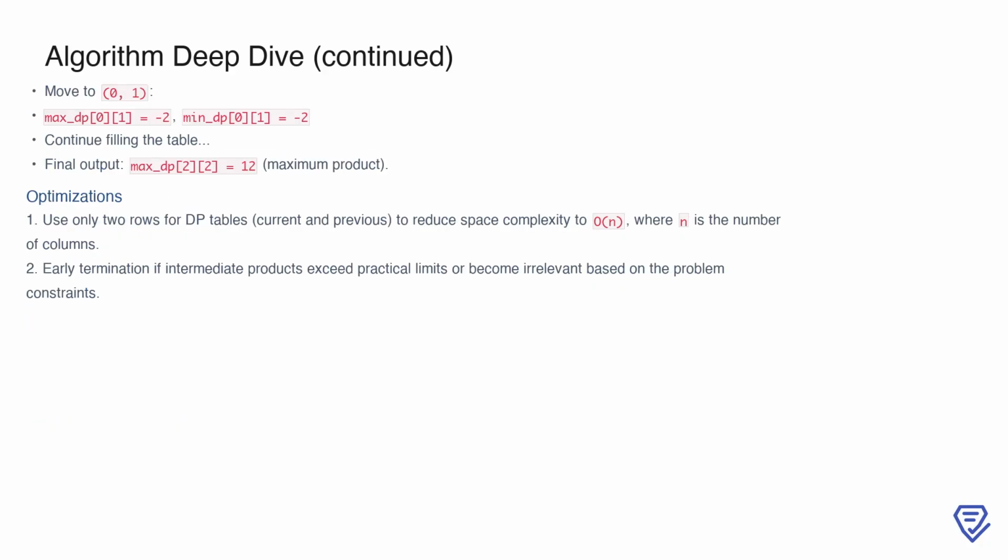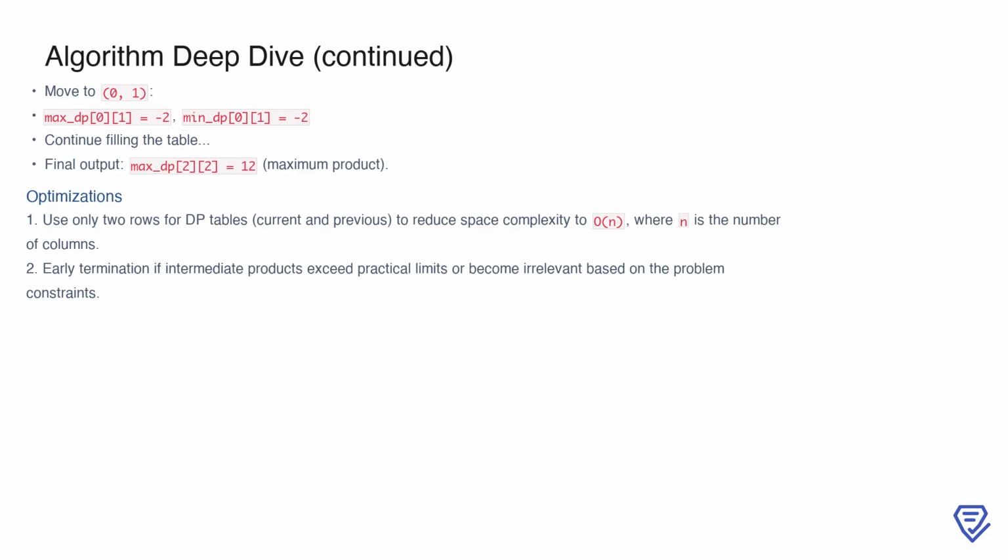To illustrate the algorithm, consider this input grid: 1, -2, 1, 2, 3, -4, -1, 0, 2. Starting at (0,0), we initialize max_dp[0][0] and min_dp[0][0] to 1, which is the value of the grid at that cell. At (0,1), we calculate the products based on the left neighbor, resulting in both max_dp[0][1] and min_dp[0][1] being -2. We continue this process for each cell, updating the DP tables based on the values in the grid and the neighboring cells.